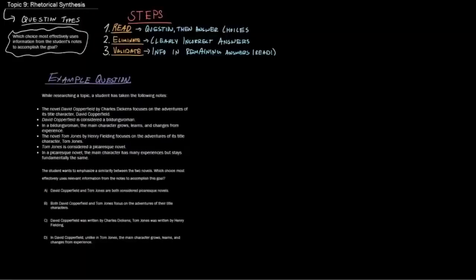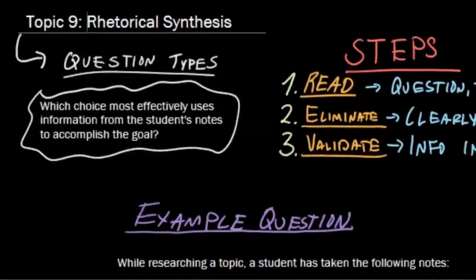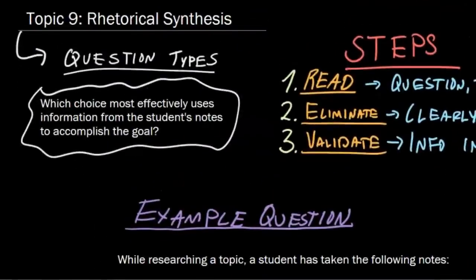All right, now we move on to topic 9, rhetorical synthesis. This seems like a lot. Rhetorical synthesis sounds like a complicated topic, but it's really not. Anytime they ask you a question like this, it's going to say, which choice most effectively uses info from the student's notes to accomplish the goal?